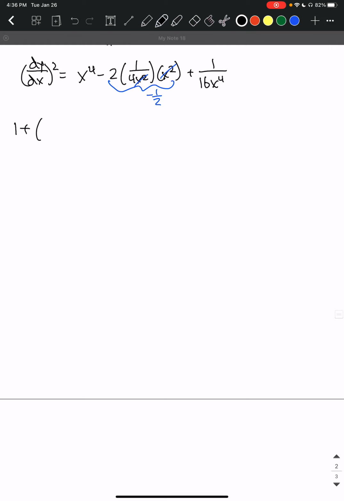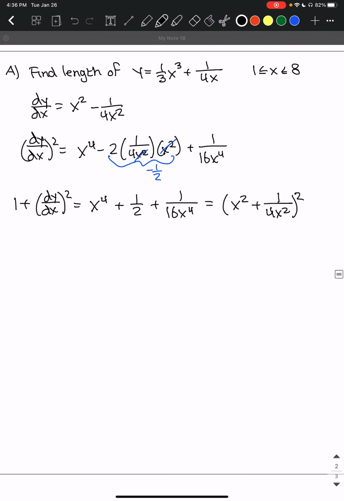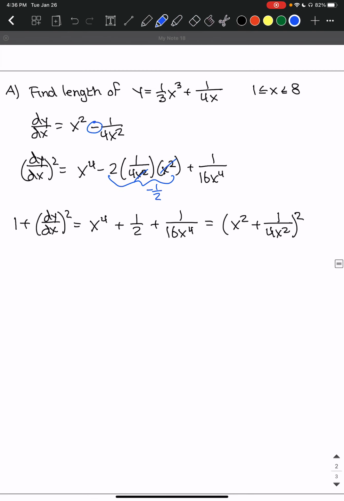But if I add 1 to this, this becomes x to the fourth plus a half, right? So it's minus a half, I add 1, I get plus a half, plus 1 over 16 x to the fourth. And what's really weird, or what's seemingly coincidental, is that we end up getting a perfect square that's almost identical to the one we started with, but we're missing a minus sign. So this becomes x squared plus 1 over 4x squared, squared. Okay, so we had a minus sign starting out here. We now have a plus sign. That's thanks to this additional 1 I added out front and some good math going on.